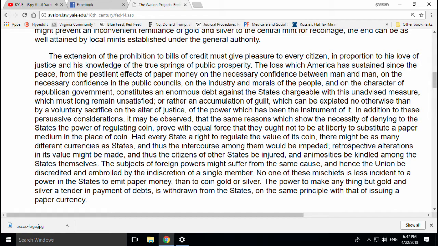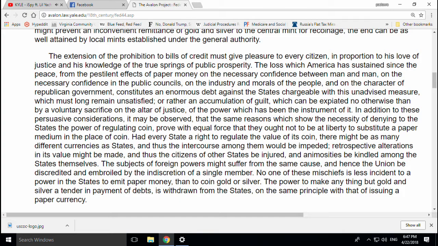Now, this part I'm going to read is straight from Federalist 44, which I think is interesting. It says, "The extension of the prohibition to bills of credit must give pleasure to every citizen in proportion to his love of justice and his knowledge of the true springs of public prosperity. The loss which America has sustained since the peace from the pestilent effects of paper money on the necessary confidence between man and man, on the necessary confidence of public councils, on the industry and morals of the people, and on the character of republican government."